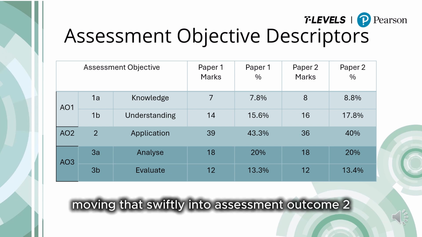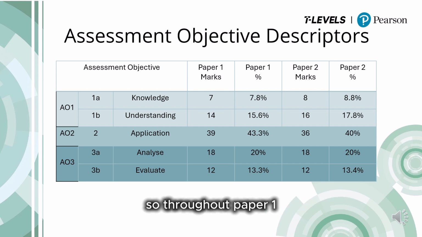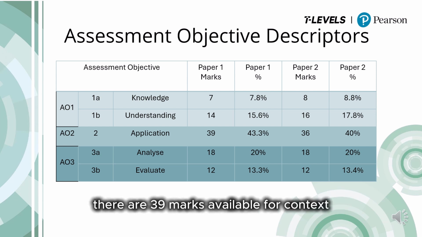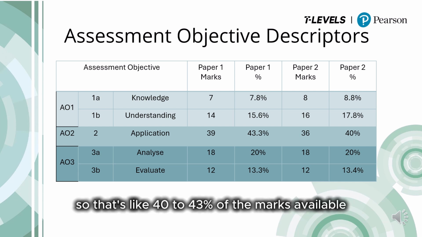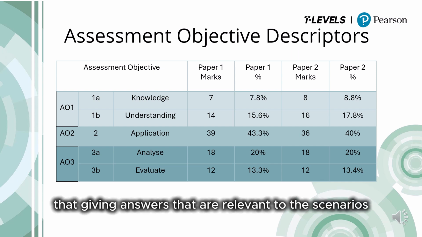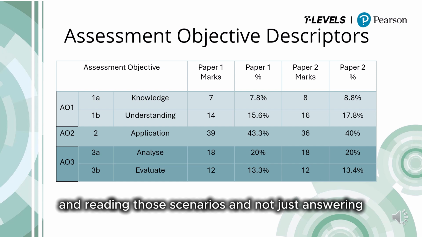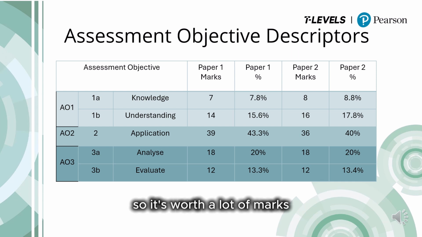Moving swiftly into assessment outcome 2, which is application. Those are the context marks. Throughout paper 1, there are 39 marks available for context, and 36 on paper 2, so that's like 40 to 43% of the marks available. It's important that students understand that for those context marks, they need to give answers that are relevant to the scenarios, reading those scenarios and not just answering anything that could be there. They've got to be able to use specific knowledge. That's what they're looking for there. So it's worth a lot of marks.